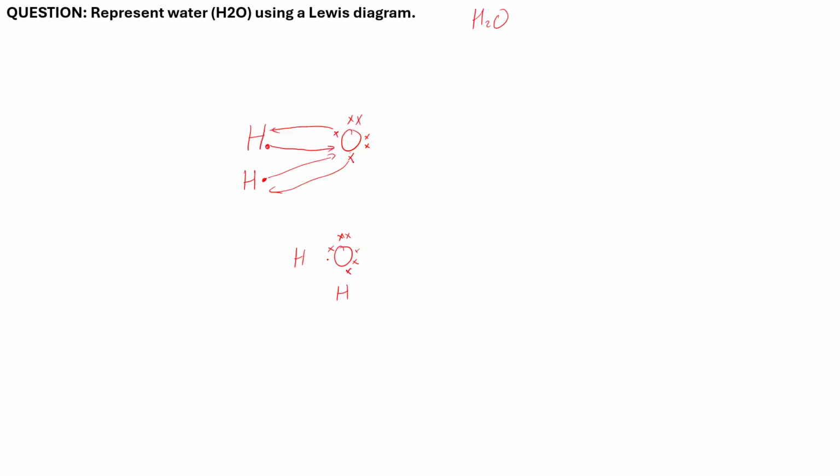Then hydrogen will bring its electron to be shared with oxygen, and this hydrogen will bring its electron to be shared with the oxygen. If you count the number of electrons surrounding oxygen, we have 8 now, which obeys the octet rule. For hydrogen, we have only 2. For this one, you also have only 2, and this will be the final answer.